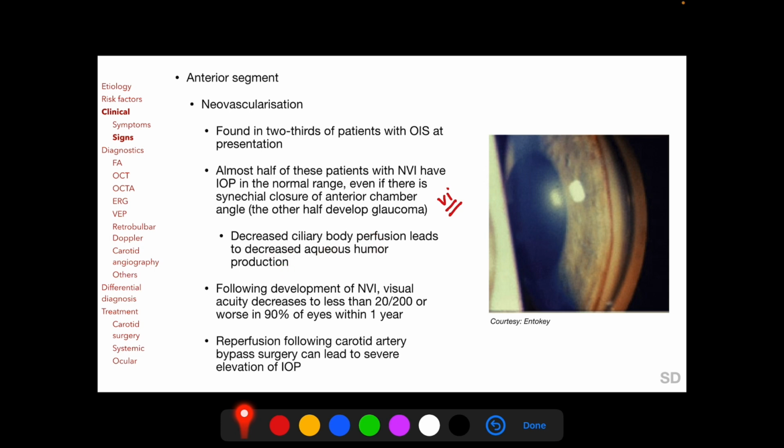Anterior segment neovascularization in OIS eyes is a poor visual prognostic criterion, as visual acuity decreases to 20/200 or worse in 90% of OIS eyes within 1 year following development of NVI. Reperfusion following carotid artery surgery can lead to severe elevation of intraocular pressure due to restoration of ciliary body perfusion, which leads to normalization of aqueous humor production.